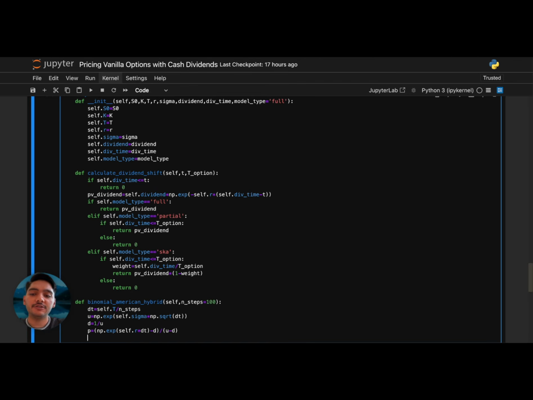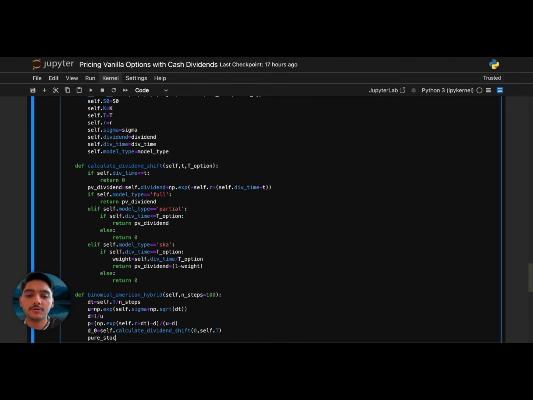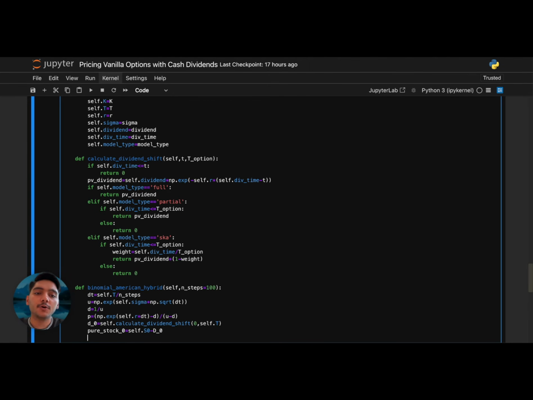And we will calculate the initial shift, which will be D0 equal to self.calculate dividend shift, which will be 0, self.T, and the pure stock 0, which will be equal to self.S0 minus D0. So now we're building a pure stock tree, no dividend jumps.